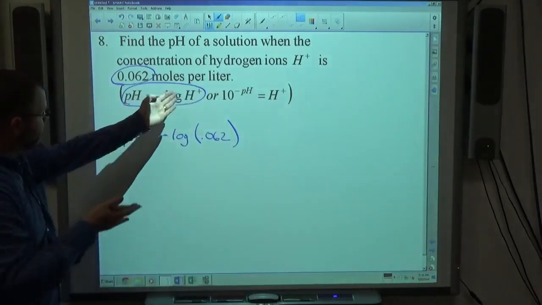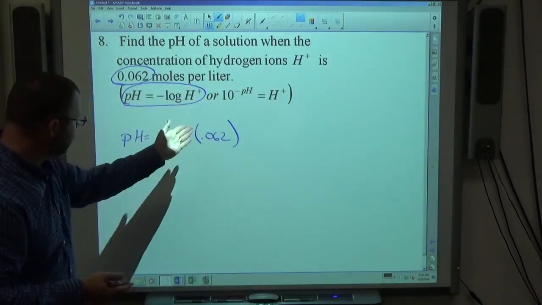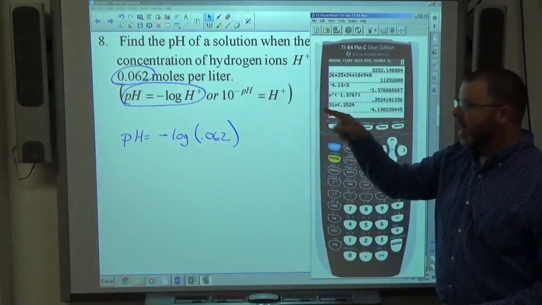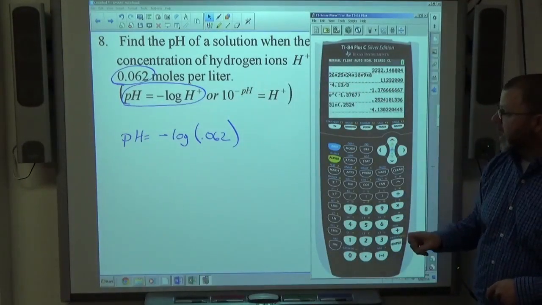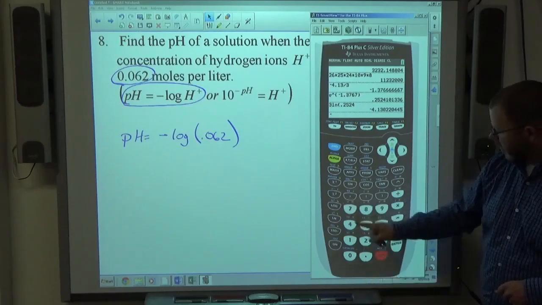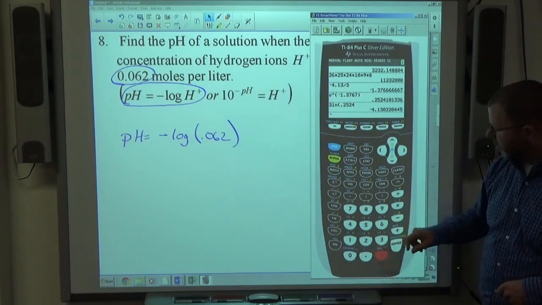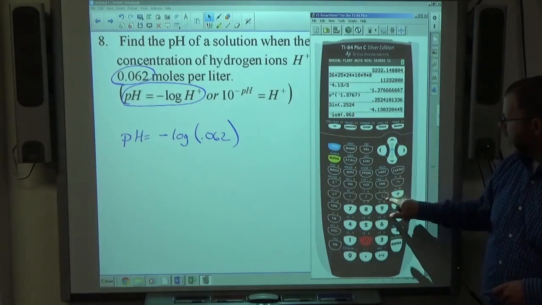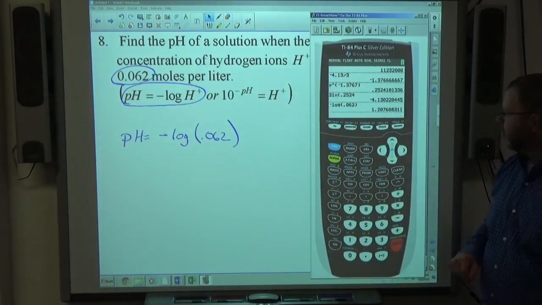So if you just put H plus in the formula, you're looking at exactly what you need to type in your calculator. So I'm getting my calculator out. It says log, there's no base listed, that's base 10. So minus key, negative right here, not this one but this one. Log, and then 0.062, end parentheses equals, we get a pH of 1.2.